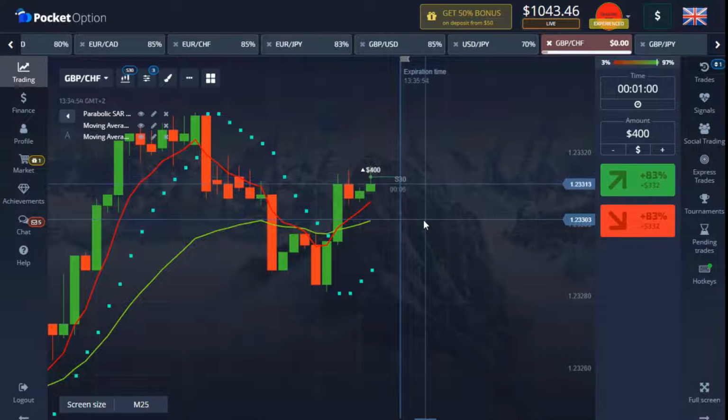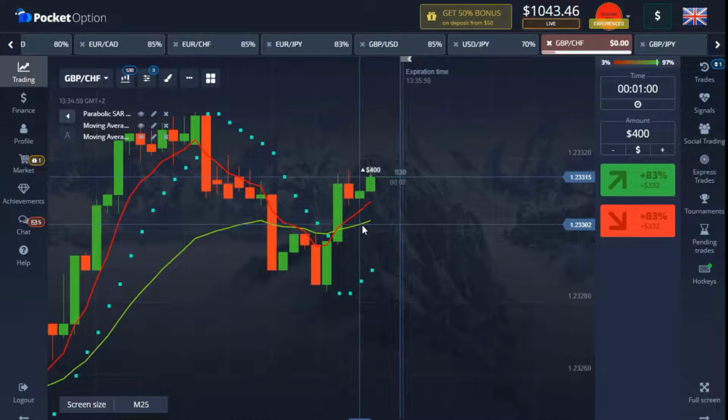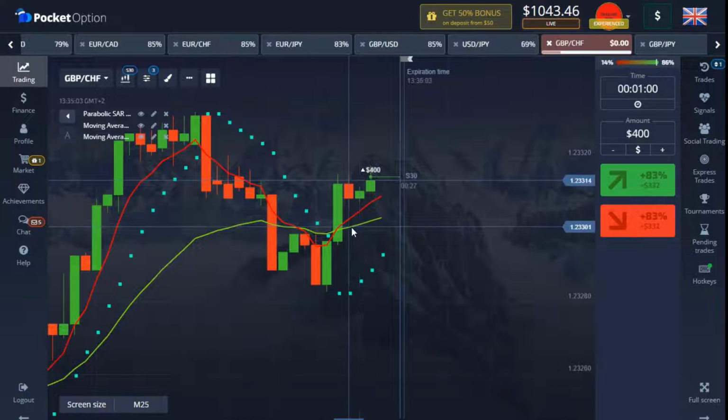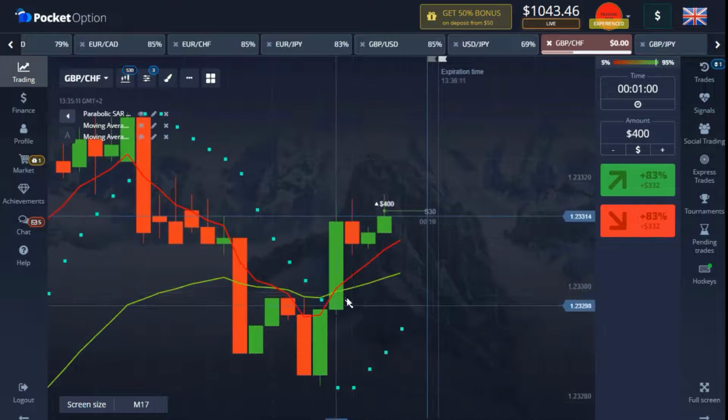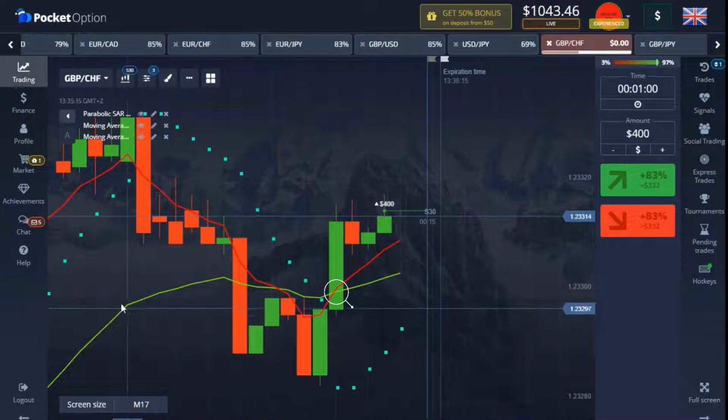The reason why I enter the trade is this. While trading with this strategy, the first thing you need to look at is the intersection of the moving averages. Make sure the first moving average, the green, and the second one, the red, actually intersect. Make sure they meet and cross each other. Another thing you need to look at is that the green moving average must be below.